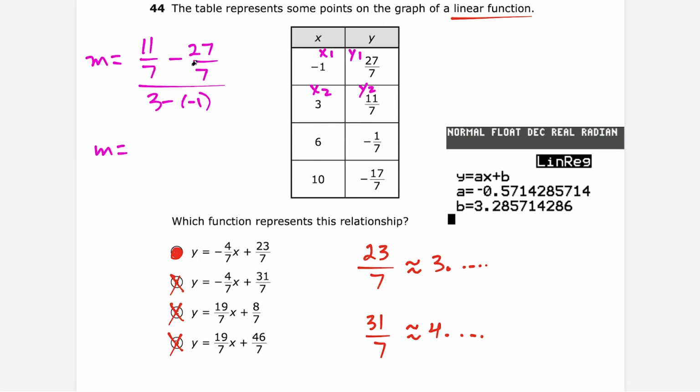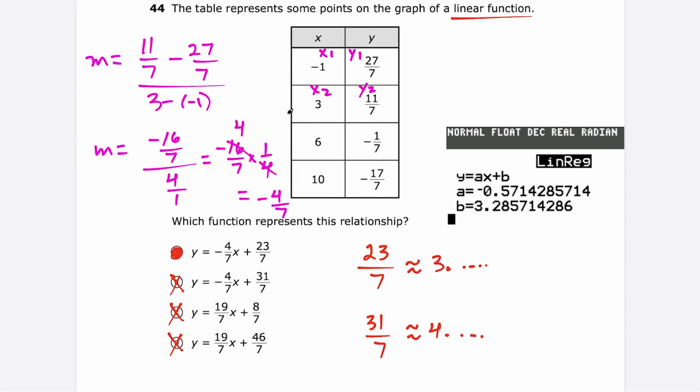So this slope, if I simplify, 11 minus 27 is going to give us negative 16 over 7, and we're dividing by 4. 3 minus negative 1 is 4, and I'll call this 4 over 1, so that now I could simplify this. I just do keep, change, flip, and 16 over 4 simplifies to 4. This whole division problem simplifies to negative 4 over 7. So right away, I could see the slope of negative 4 over 7 is showing up.